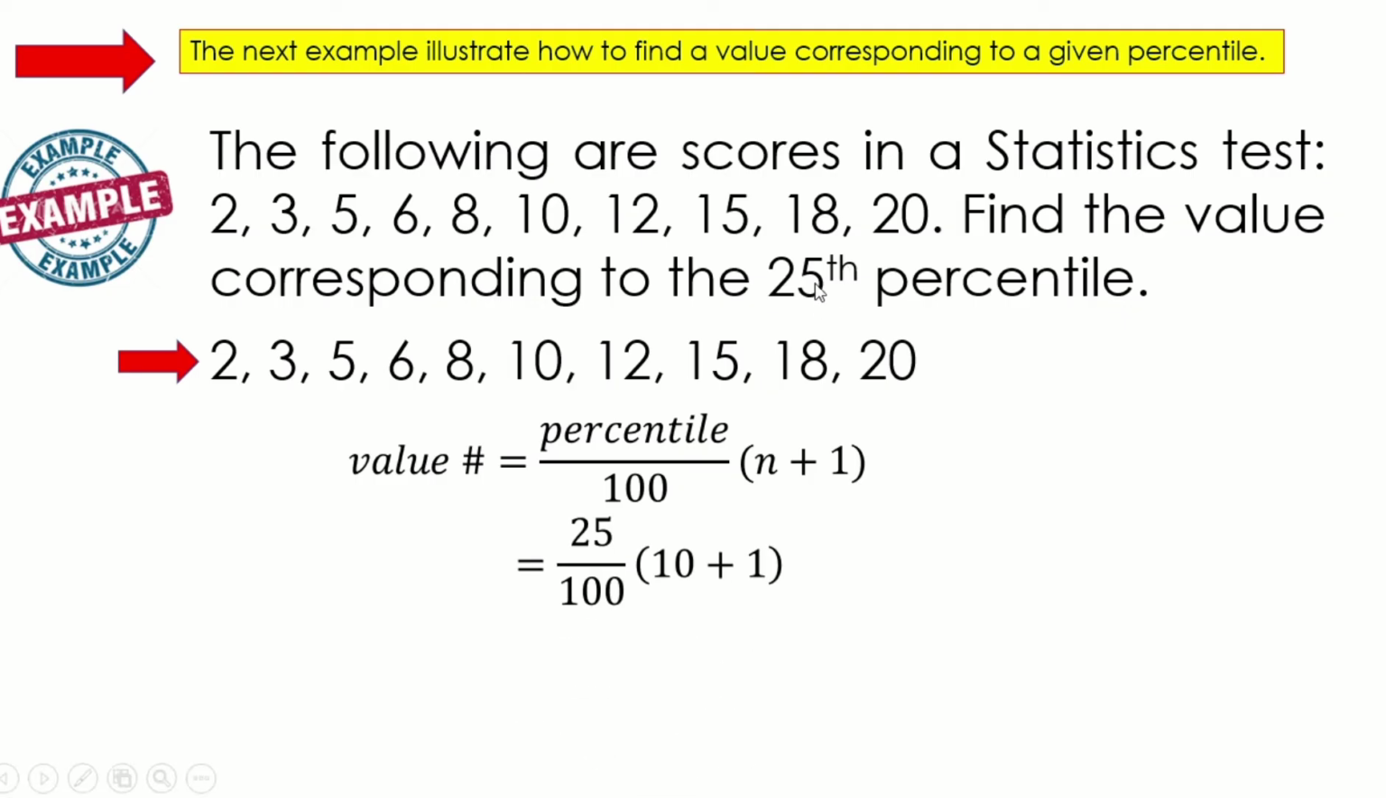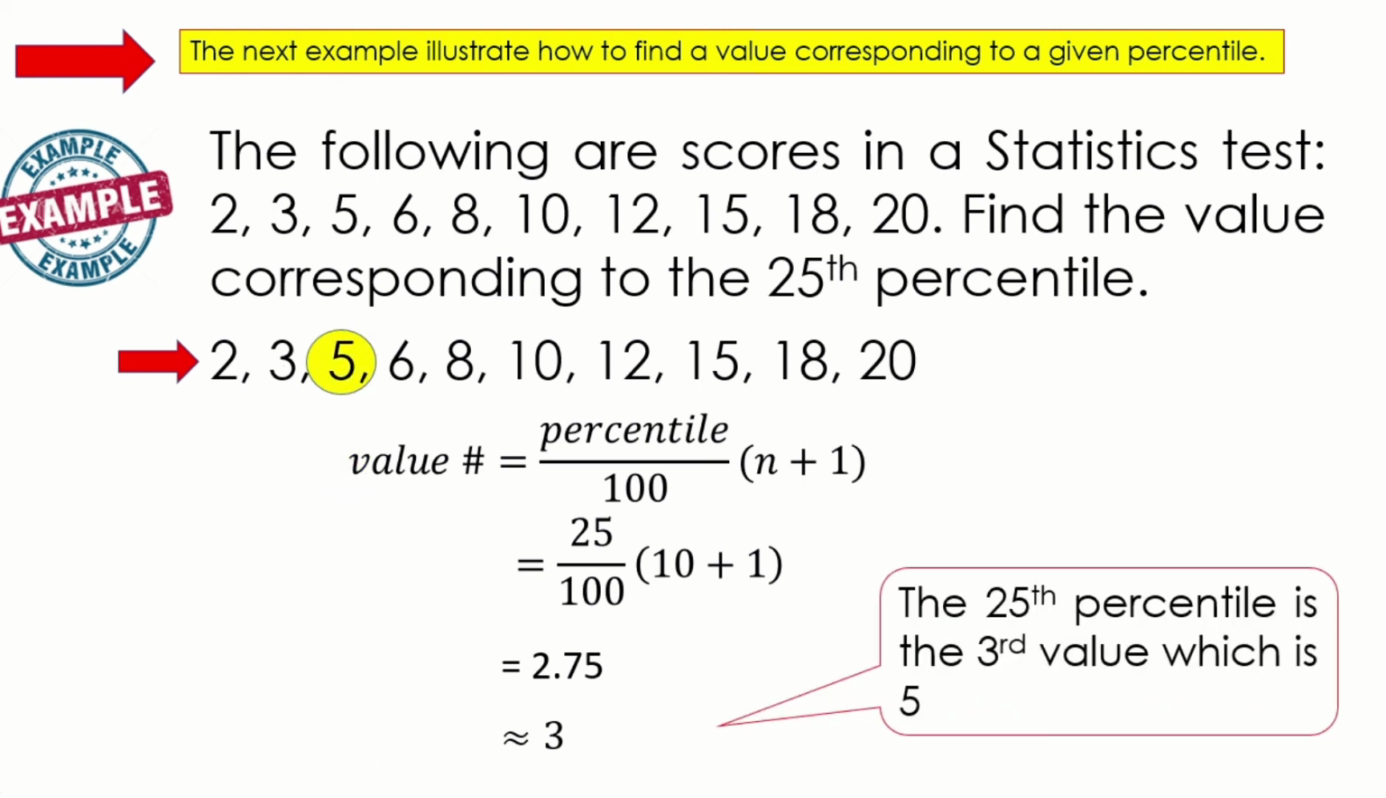Since 25 yung hinahanap, 25 over 100 times 11, the answer is 2.75. Therefore, i-round off natin yan, so magiging 3 na yan. Ibig sabihin, pangatlo siya dito. That is 5. So, ang pang 25th percentile, that is the third value, which is 5. So, the answer is 5. Ibig sabihin, ang pang 25th percentile dito is 5.